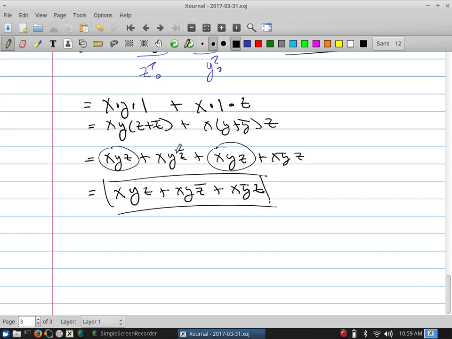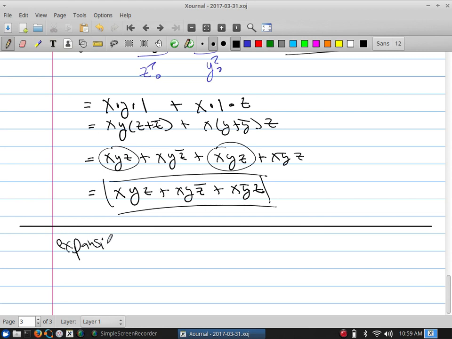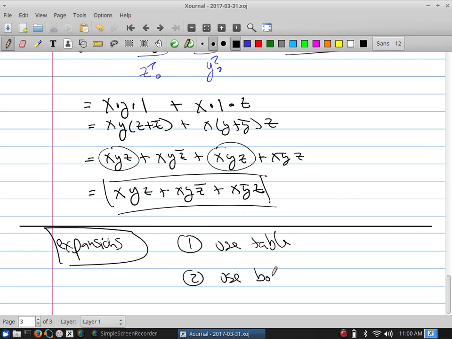All right. So if we want to go with this idea of the expansions, either one, we can use a table. Focus on ones. If you see ones, who spits out the ones? Min terms, right? So sum of min terms. If you focus on zeros, who are you focusing on? Max terms. So either use the tables, or two, use the Boolean algebra laws. Like that right here.